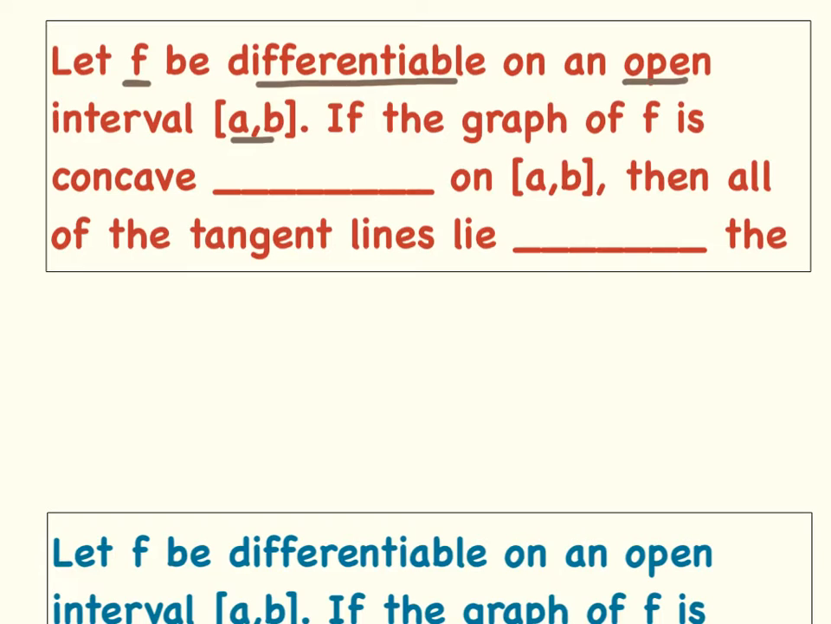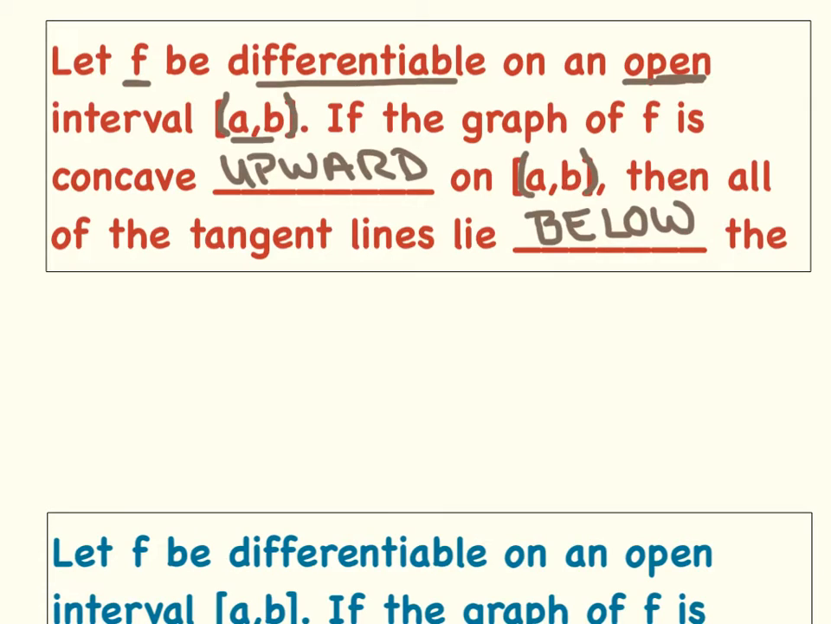Now, in fact, I see a little contradiction there. Open means I should have parentheses around that interval right there. Otherwise, if I use brackets, then I have to say closed. Now, if the graph of f is concave upward on that open interval from a to b, then all of the tangent lines are going to lie where? You got it, below the curve.